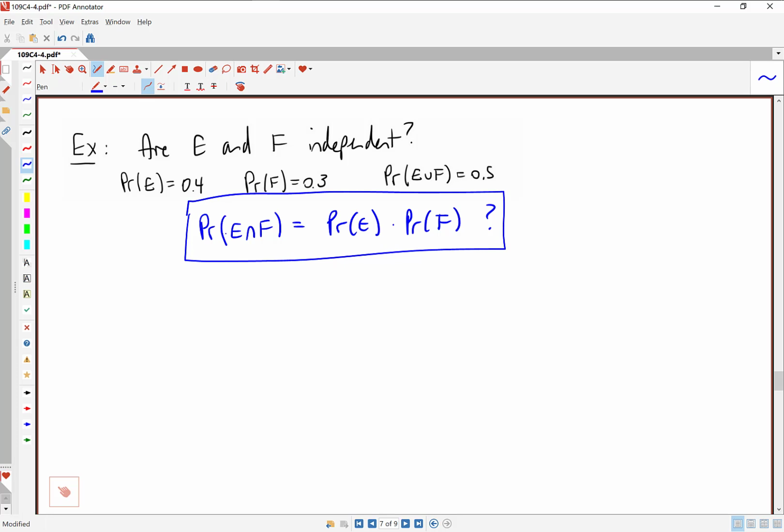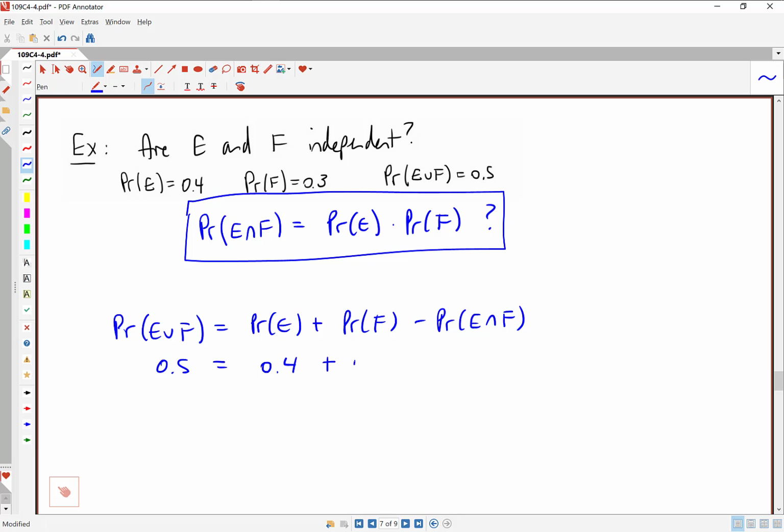Now, notice that we weren't actually given the probability of E intersect F in the question. So another layer of complexity to this problem is that we're going to have to use the inclusion-exclusion principle first just to figure out what this probability is. So let's do inclusion-exclusion. Probability of E union F is probability of E plus probability of F minus the probability of E and F. And we'll plug in what we know. So we were told that this was 0.5, this was 0.4, that was 0.3, and we're subtracting off our unknown probability of E and F.